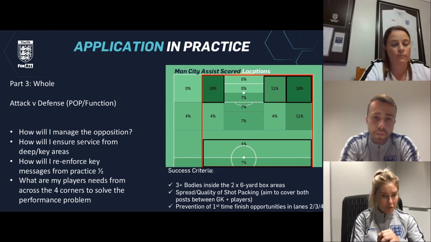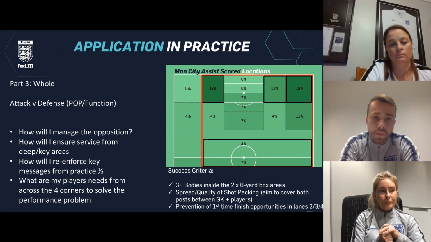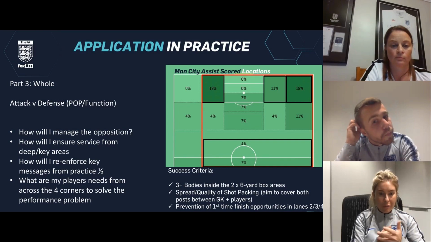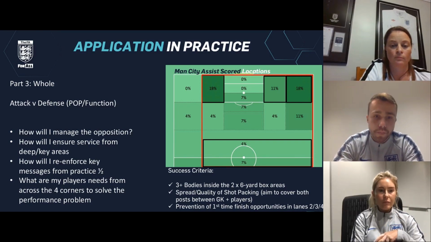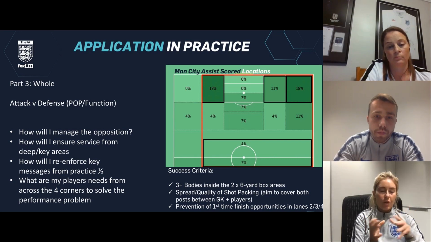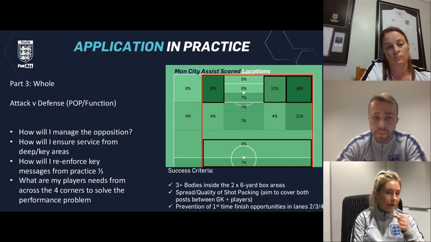What pressure do we want to look like? Where will we put pressure on? Where is it important to get those bodies? And what are the players' needs from across the 4 corners? So if this is the performance problem I want to solve, the problems are balls coming in from that right-hand side predominantly. If you're looking at that left-hand side in a channel, players getting inside there, maybe inverted wingers that Claire spoke about earlier, getting inside and combining.